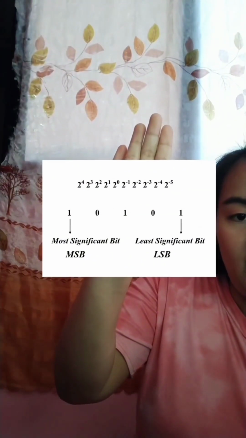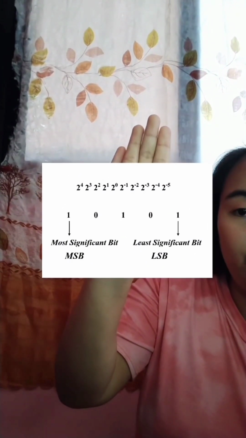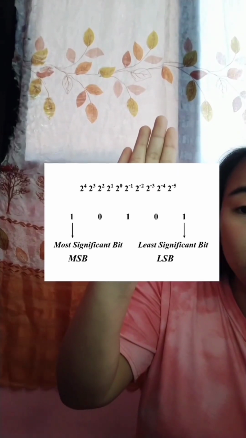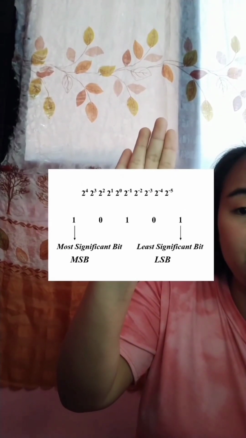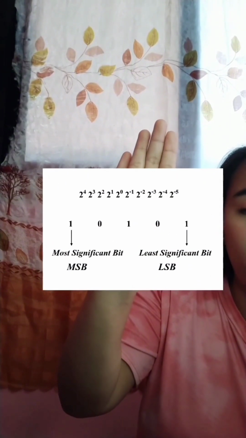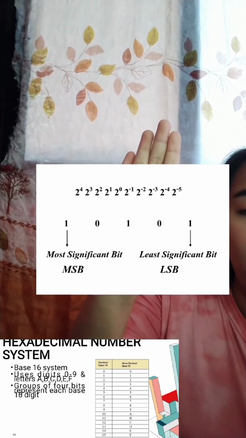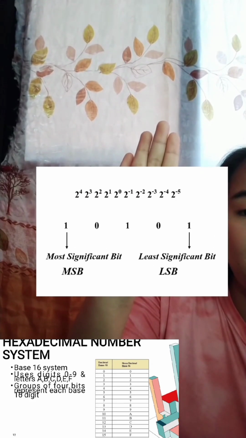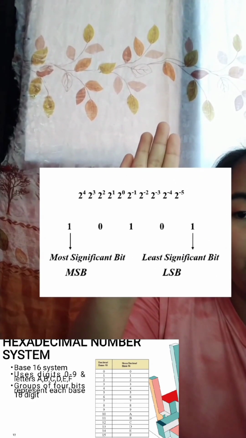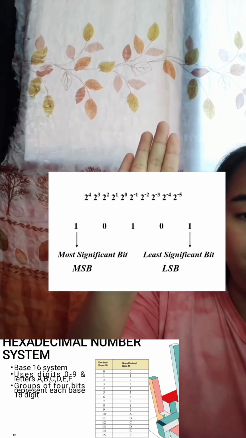For example, this is the example. 2 to the power of 4, 2 to the power of 3, 2 to the power of 2, 2 to the power of 1, 2 to the power of 0, and on the other side, 2 to the power of negative 1, 2 to the power of negative 2, and so on and so forth. The binary below is 10101. On the right side, we have LSB, least significant bit. On the left side, we have MSB, which is the most significant bit.